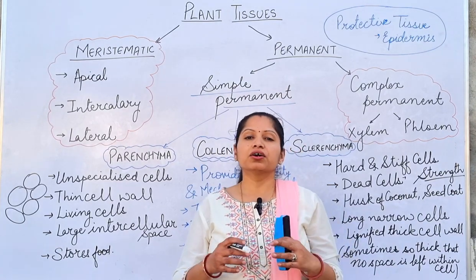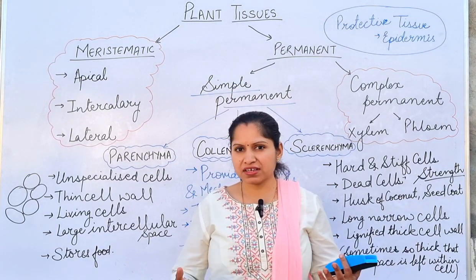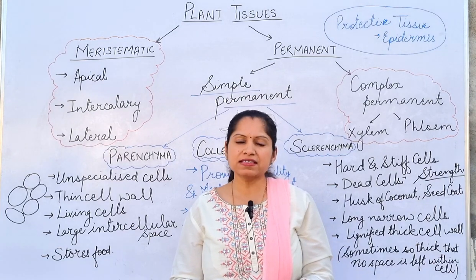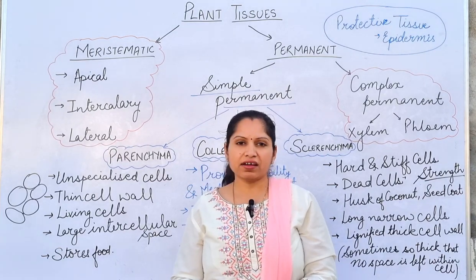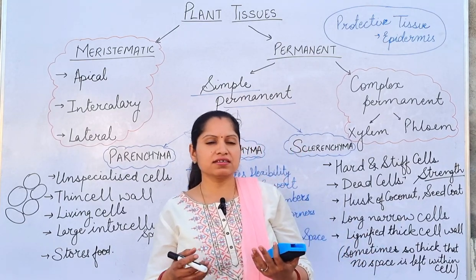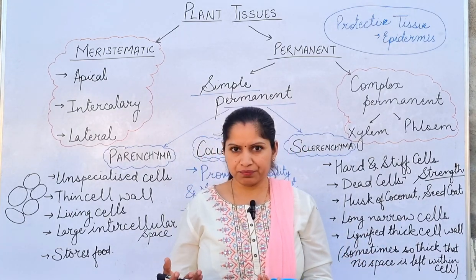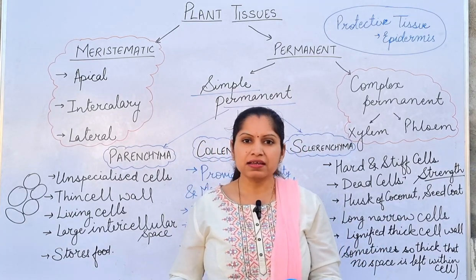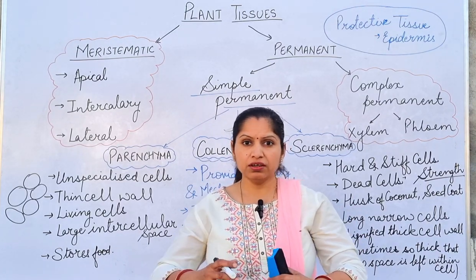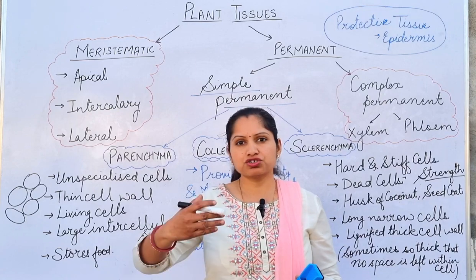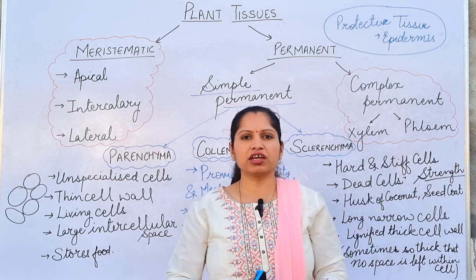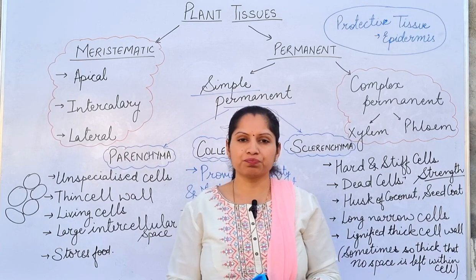Today we are going to revise the chapter Tissues. Tissues are a group of cells combining together to perform a similar function. For example, in the conduction of water and minerals in plants, four types of cells are involved together to perform this transportation of water. So these four cells together will be called a tissue.